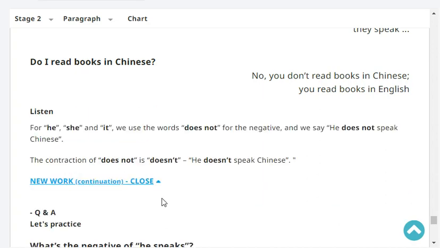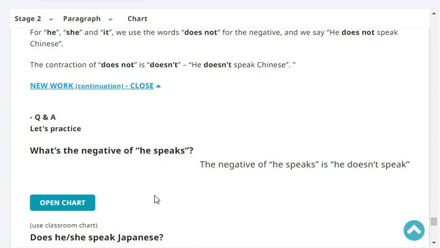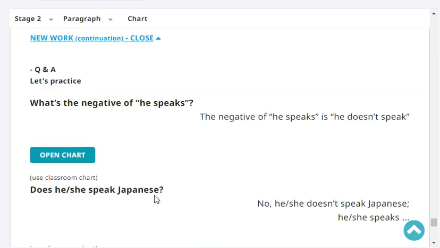For the third person again, we use he, she, and it. We use the words does not for the negative, and we say he does not speak Chinese. The contraction of does not is doesn't. So we can say he doesn't speak Chinese. Okay, let's practice. What's the negative of he speaks? He doesn't speak.